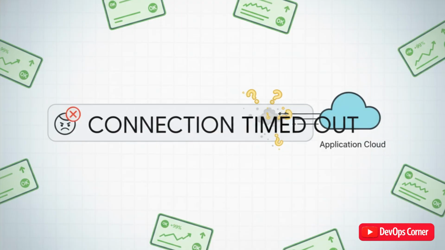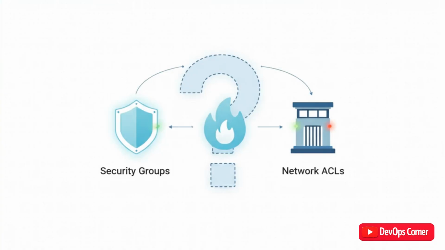Your app is down, users are sending frantic messages, and you are staring at this exact error. But here's the kicker. Every single one of your dashboards is glowing green. The instance is healthy, the load balancer says, I'm good, and yet your traffic is just vanishing. It's a silent block, and it's beyond frustrating. So what's the culprit behind this chaos?